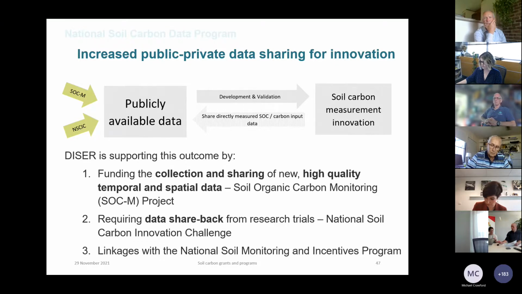How are we supporting this outcome? Okay, so two new data sources that we're supporting. The first one is, well, the second one actually is the National Soil Carbon Innovation Challenge, which I've just flagged.